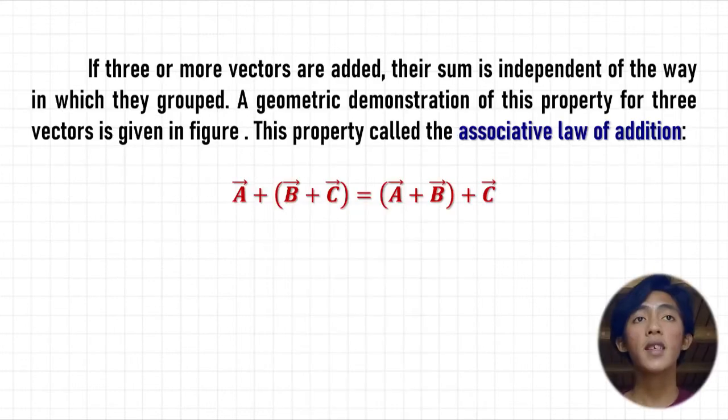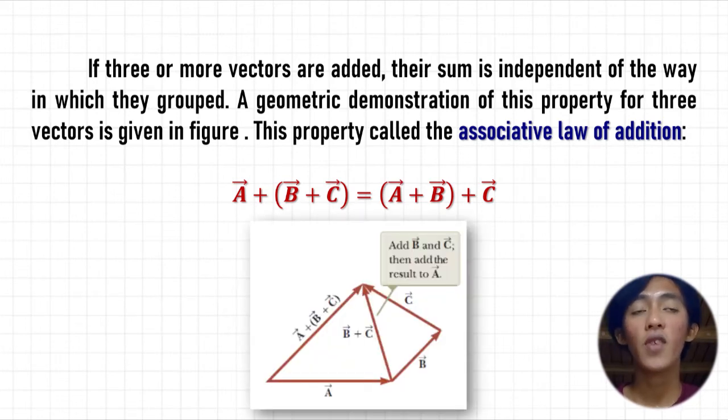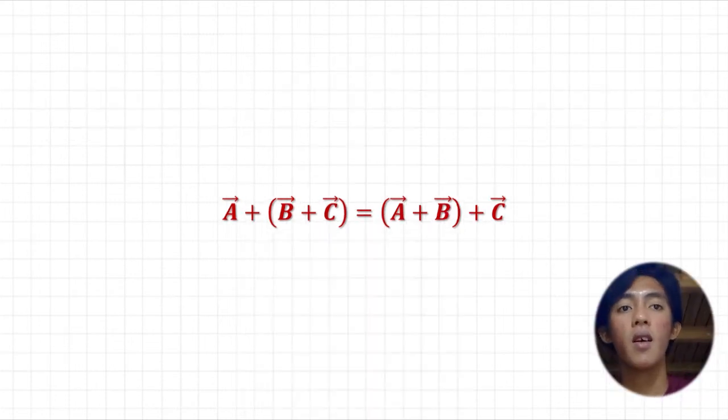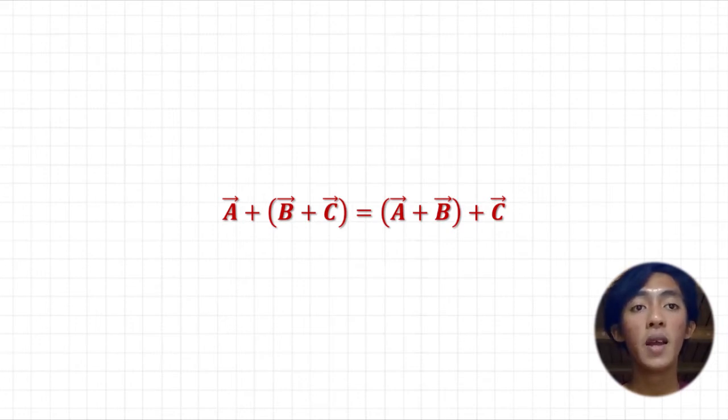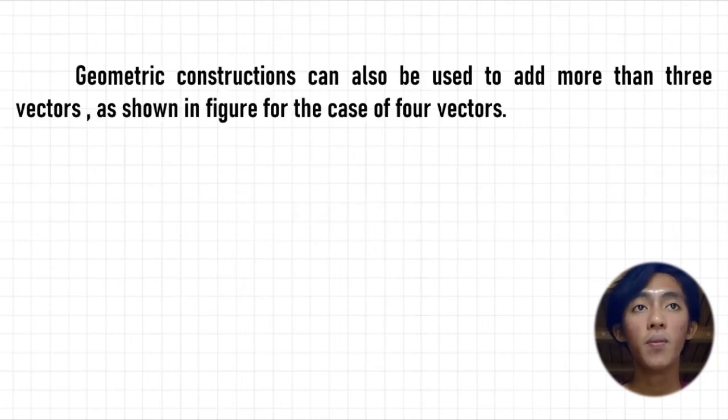Next, if three or more vectors are added, their sum is independent of the way in which they are grouped. A geometric demonstration of this property for three vectors is given in the figure. This property is called the associative law of addition. According to the associative law of addition, vector A plus the quantity vector B plus vector C is equal to the quantity vector A plus vector B, plus vector C.